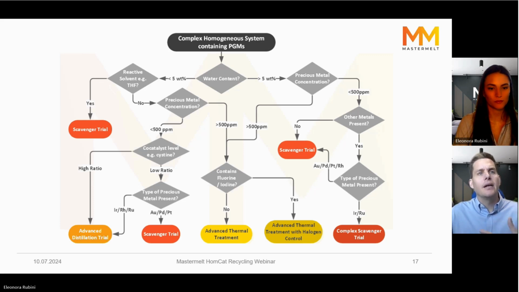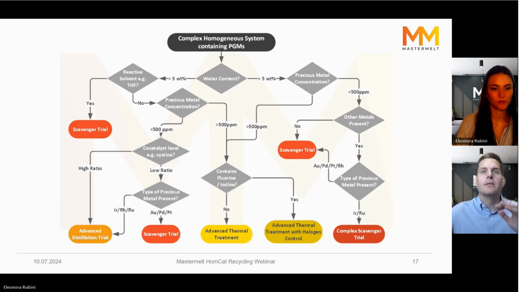If we go back again and ask the question about the co-catalyst and it's a low ratio, then the next thing is what precious metals are present, and is there a mixture of these metals? If it's gold, palladium, platinum, then the next thing we would say is, let's do a scavenger trial. Again, not writing off any of the other options.